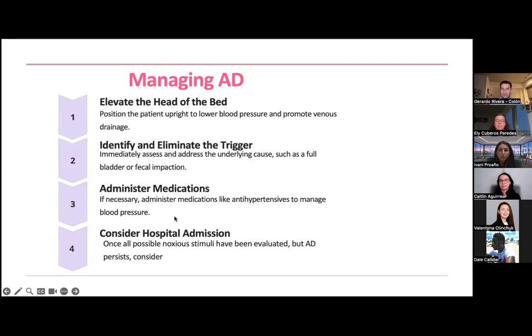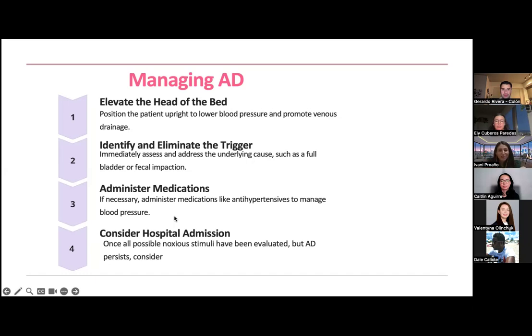You also want to check their wounds. An example would be if someone has a sacral decubitus ulcer and they're just sitting on it: one, check that the pressure is off the wound. Two, check for possible infection. Make sure that it's not actually infected, and then proceed to take steps to address that. But also check even the packing of the wound. Sometimes packing of the wound could be a little tight, and that could be causing a lot of pressure that then triggers AD.